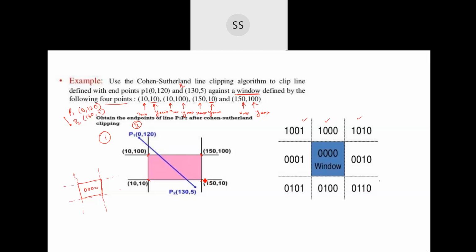Now what did we learn as the first step in the algorithm? The first step is you have to assign region codes for P1 and P2. When we look, the line is actually coming like this. So where is P1 lying? P1 is lying at this particular point, so P1 will have the value 1001. And what about your P2? The region code we get for P2 is 0100. So that was the first step.